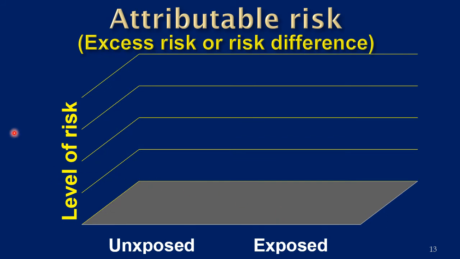Now, taking the other measure, it is the attributable risk, AR. It can be called excess risk, AR, or risk difference. What does this mean? In this bar chart, you can see we have two groups, the unexposed and the exposed.